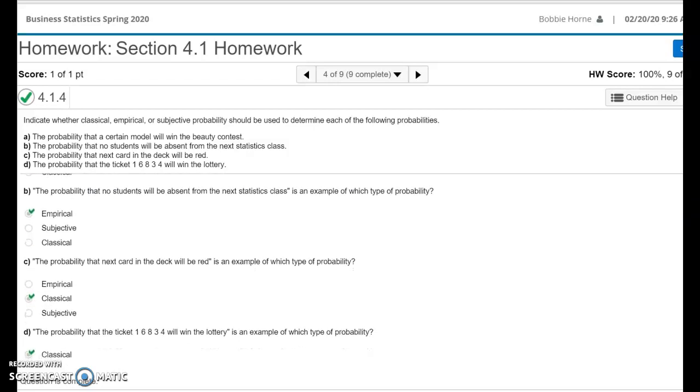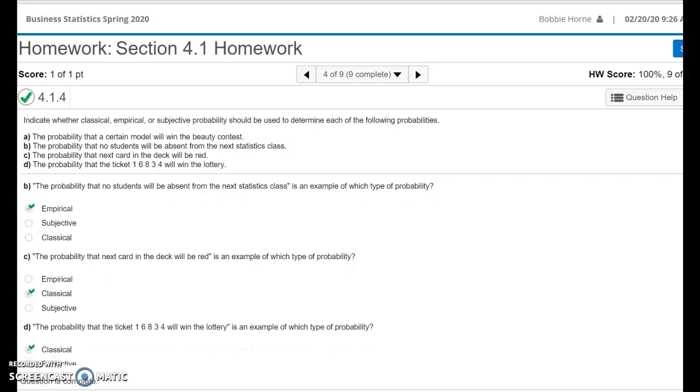Okay, for B, the probability that no students will be absent from the next statistics class. This is empirical. You're going to have to observe this and collect the data from it. How could you get the data? Well, the next day you could go in and count the number of students that are absent, or you can do an experiment today and observe how many are absent today, and use those results to do the probability for the next day.